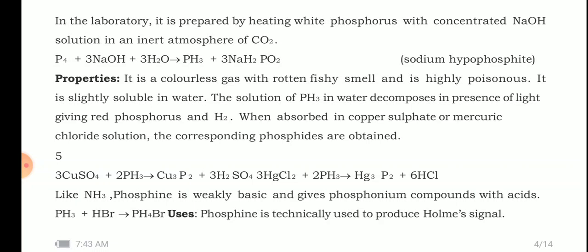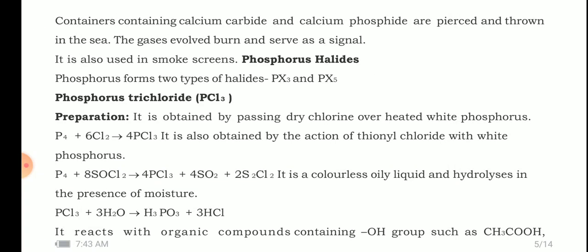Phosphine is technically used to produce Holmes signals. Containers containing calcium carbide and calcium phosphide are pierced and thrown in the sea. The gases evolved burn and serve as a signal. This is how it acts and functions. It is also used in smoke screens.